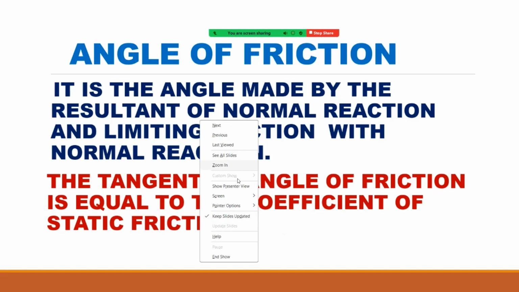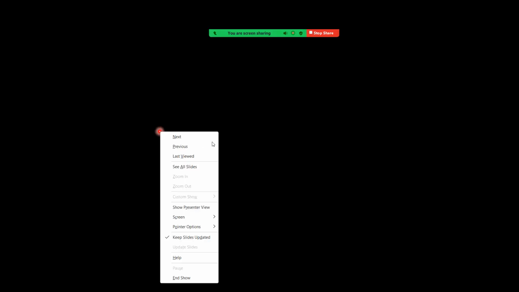Let us see the definition part. Suppose we are taking a block. On this block, one force is the normal reaction, vertically up. Suppose limiting friction is now acting to the right side at the contact, that is, by the ground on the block.